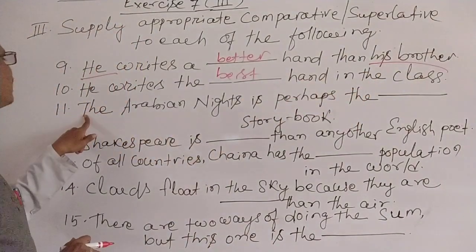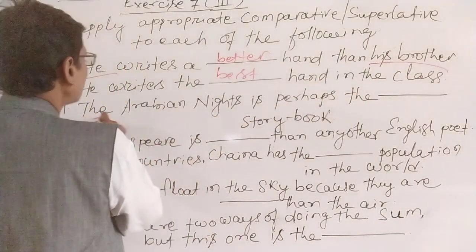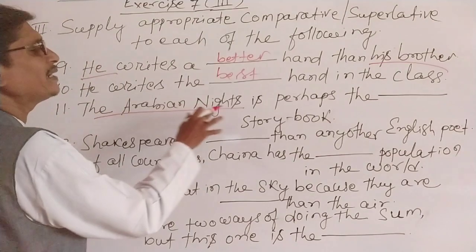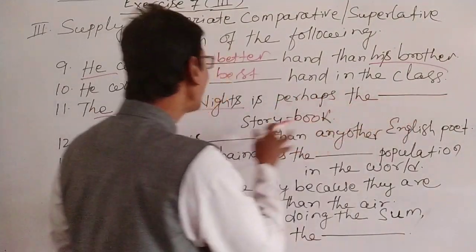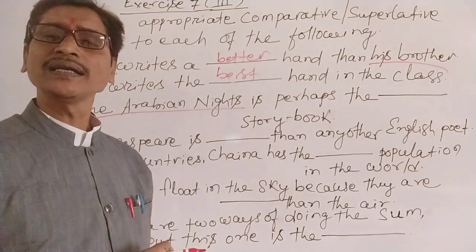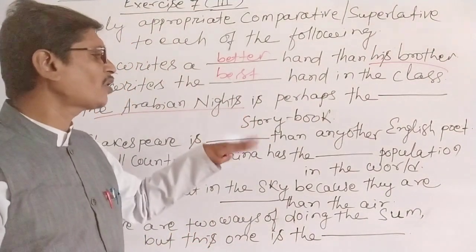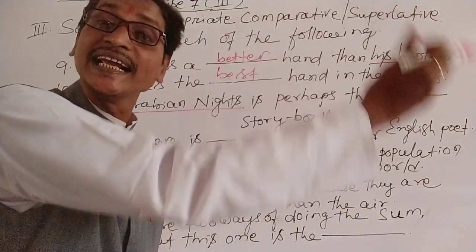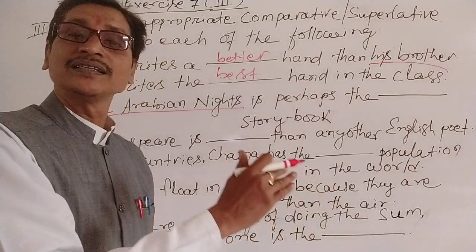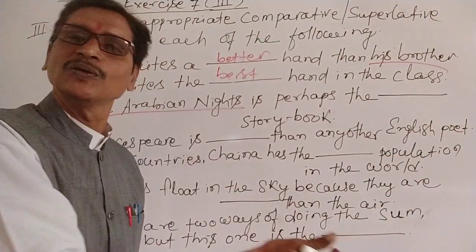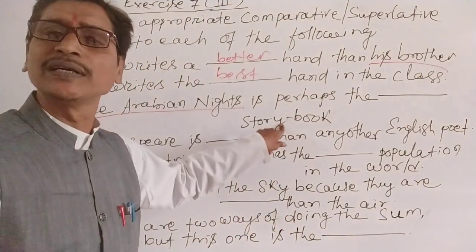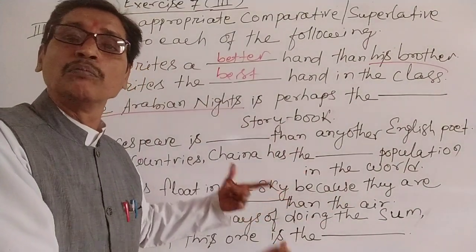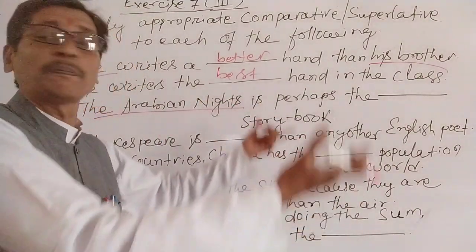Okay? So similarly, number 11. The Arabian Nights is a storybook. Instead, the Arabian Nights is perhaps the dash story book. Okay, so here to talk about the story, we can say the highest selling. That means the most famous. We can also use the superlative degree. Okay, the most famous, most known, most purchased.